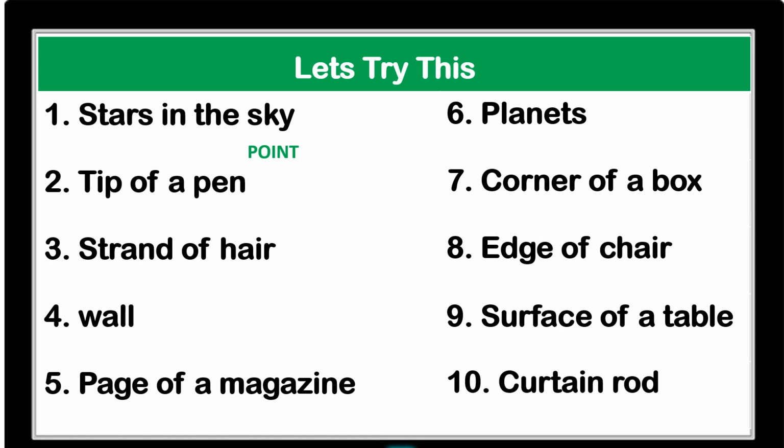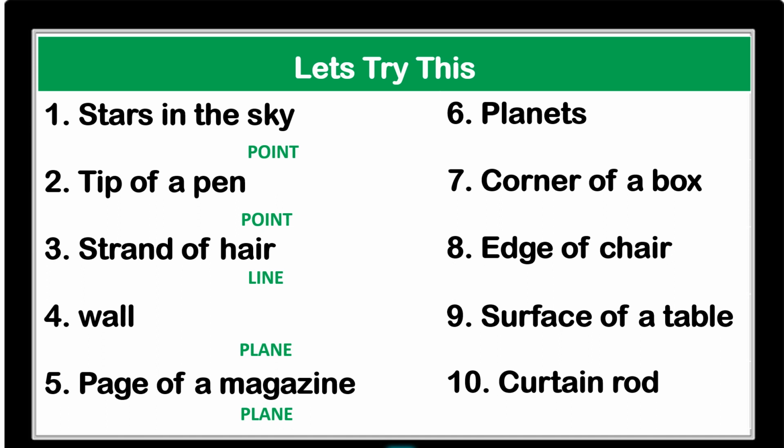Yes, that is an example of a point, since the stars in the sky has an exact location. A tip of a pen is also a point. How about the strand of your hair? Absolutely, that is an example of a line. How about the wall? Yes, that is a plane. The page of a magazine. Yes, it is also an example of a plane.